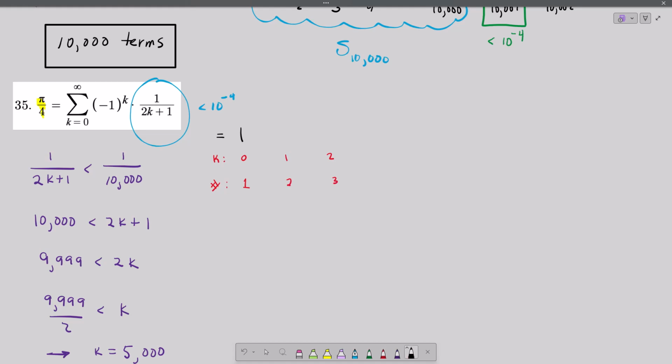Okay, so when we plug in k equals 1, this is odd, so it's negative. Plugging in a 1 right here, we're going to have 2 plus 1 is 3. So this is going to be minus 1/3, and then plus. Plugging in 2 is going to be a 5 down there, so it's going to be 1/5. All right. Now, we're trucking along.